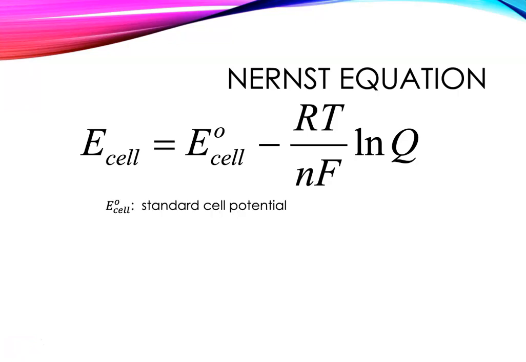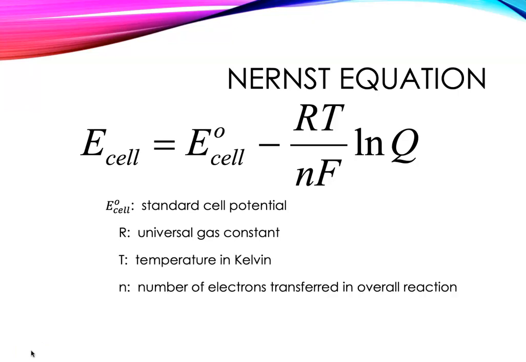E0 of the cell is the standard cell potential. When you calculate the cell potential from your table of standard reduction potentials, that's E0 for the cell. R is the universal gas constant. It shows up in all kinds of places. T is the temperature. It's got to be in Kelvin. n is the number of electrons transferred in the overall reaction. So you do need to know the balanced equation to know how many electrons are lost and how many electrons are gained. And then our fancy F here is the Faraday constant.